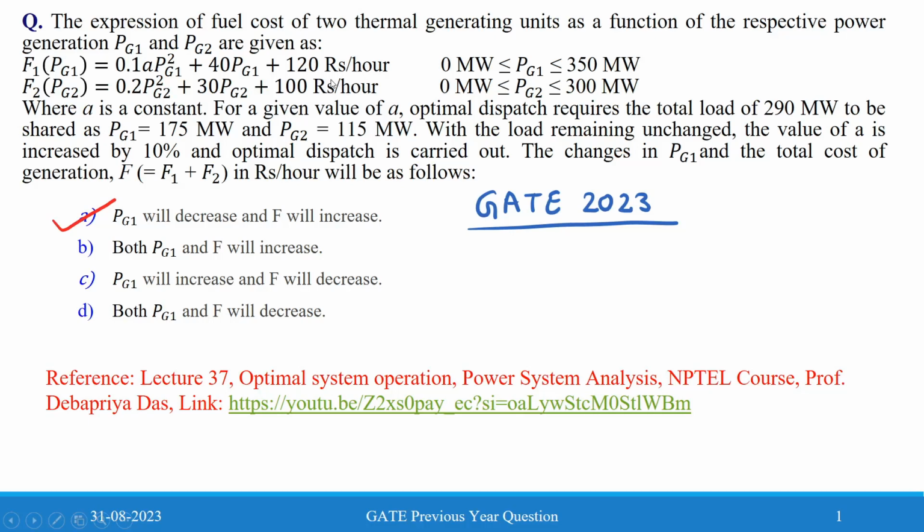For the given value of a, optimal dispatch requires the total load of 290 megawatt to be shared, with Pg1 equal to 170 megawatt and Pg2 equal to 115 megawatt. With the load remaining unchanged, the value of a is increased by 10% and optimal dispatch is carried out. The change in Pg1 and total cost of generation F in rupees per hour will be as follows, and the options are given below.